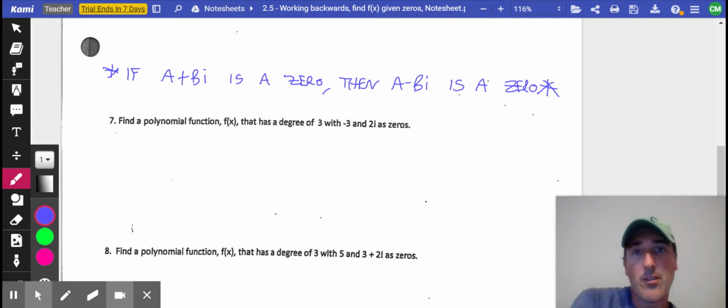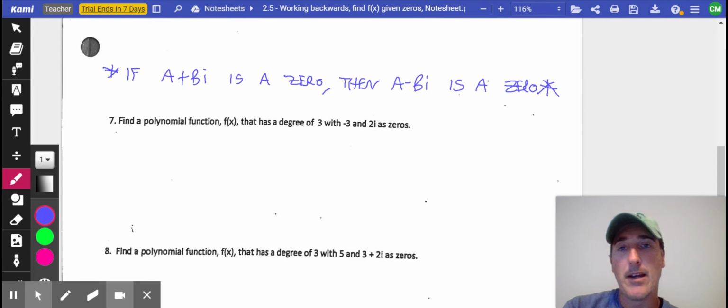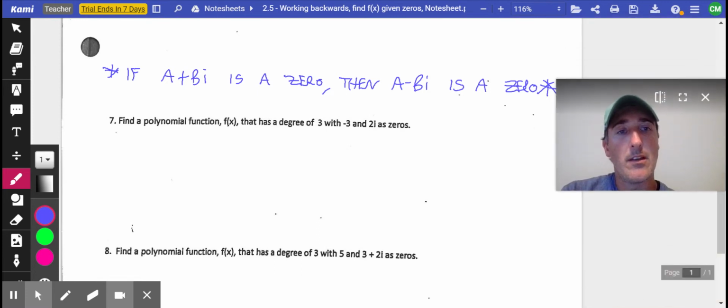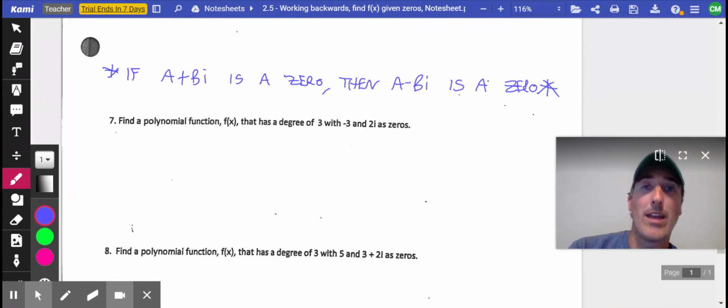All right, guys, this video is going to finish up this section of working backwards. The last video we did 5 and 6. We're going to do 7 and 8. And this is where we're going to introduce when we have complex zeros or imaginary zeros.